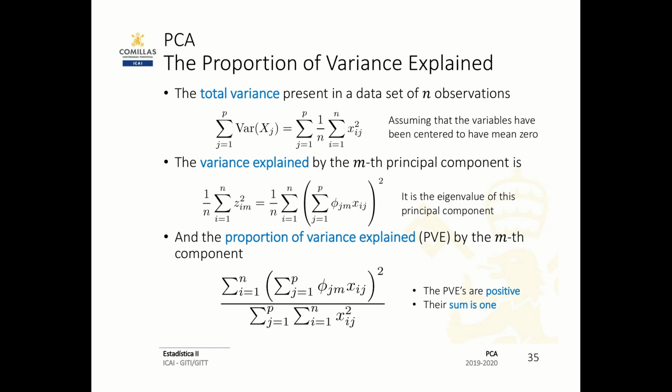The total variance in the input variables, assuming that they have been centered around 0, so these would be the prime variables I was referring to at the beginning, would be the sum over j of the variance of each one of the variables alone. The variance explained by one particular principal component is the sum of all the projections of the input data onto that principal component.